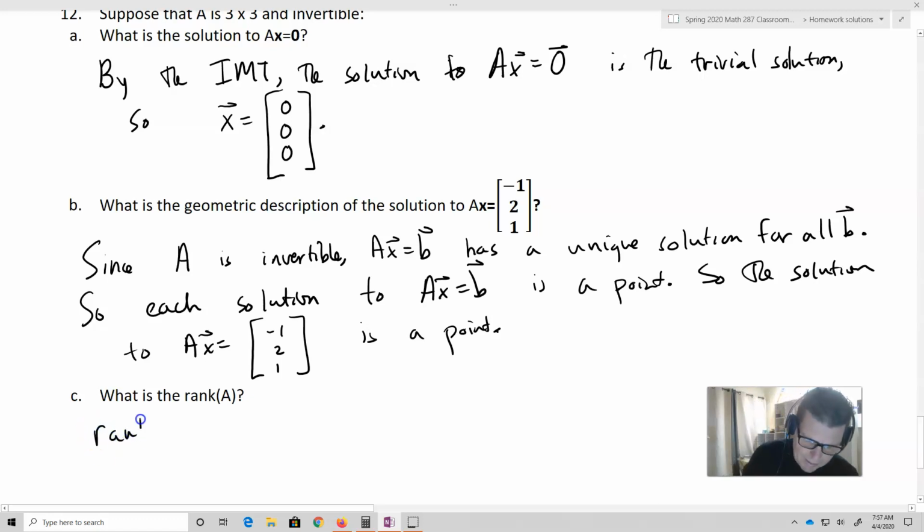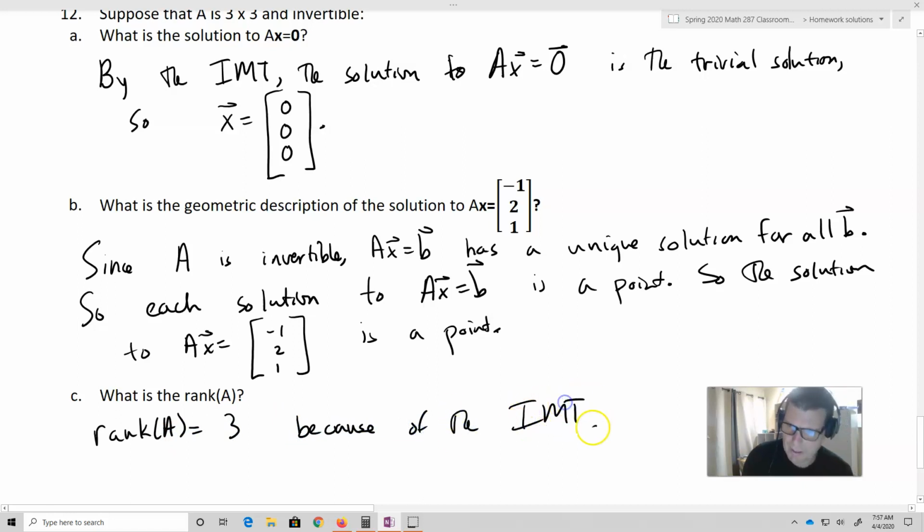Finally, what is the rank of A? The rank of A equals 3 because of the IMT, the invertible matrix theorem. The IMT will tell us that the rank of A is equal to n, since A is n by n. And since n is 3, there you go. Rank of A is equal to 3. So this question is actually just asking whether you know the invertible matrix theorem, and can you tell me what specifically we get from these kinds of results? All right, cool.